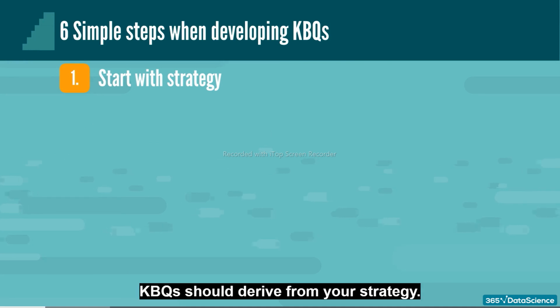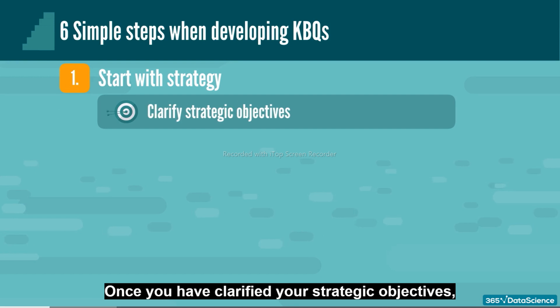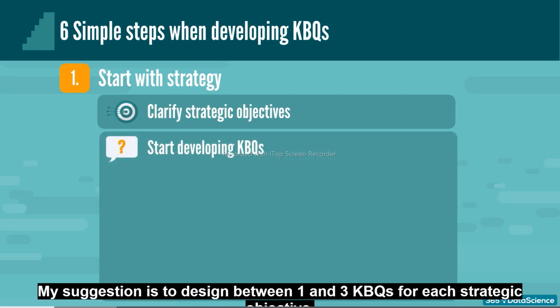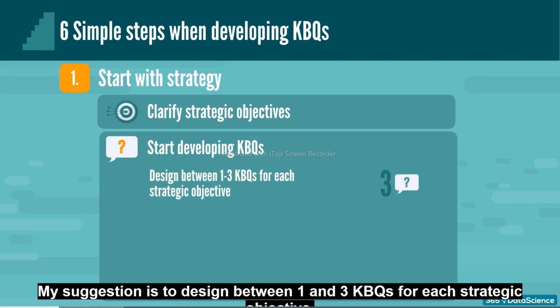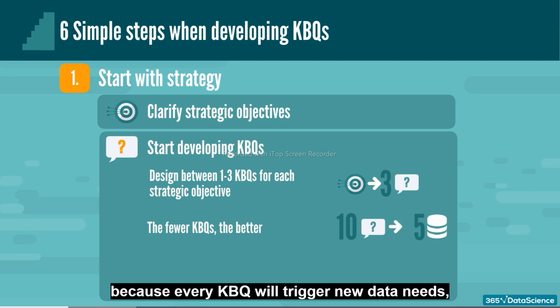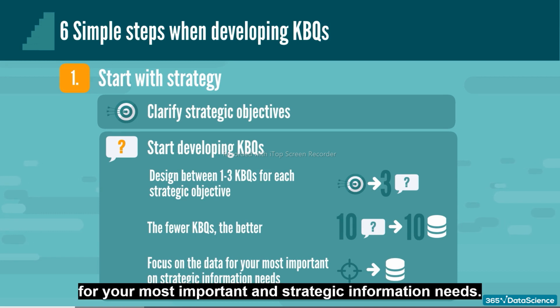KBQs should derive from your strategy. Once you have clarified your strategic objectives, you can start developing KBQs. My suggestion is to design between 1 and 3 KBQs for each strategic objective. Obviously, the fewer KBQs, the better, because every KBQ will trigger new data needs, and the whole idea is to help you focus on the data for your most important and strategic information needs.